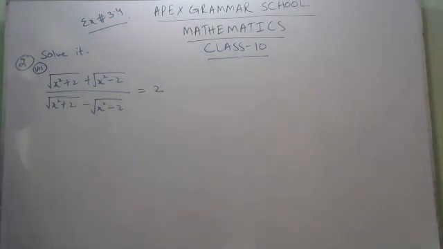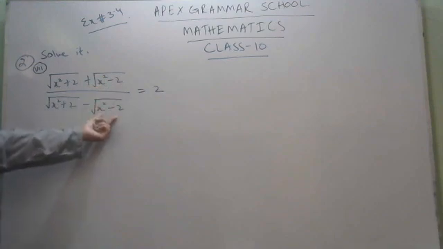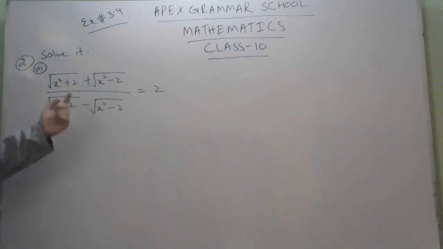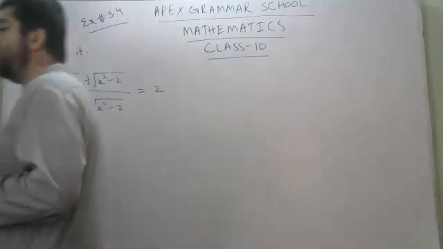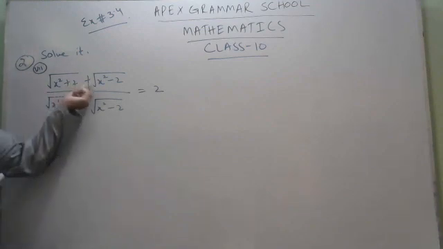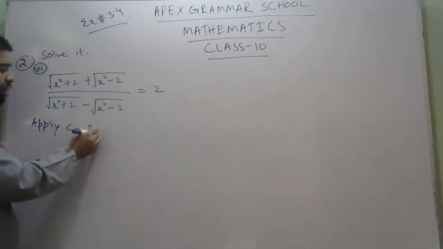First we can see that this is square root x square plus 2, and this is again square root x square plus 2, both are the same. This is square root x square minus 2, and this is again square root x square minus 2. But between them there is a positive sign here and a negative sign here. So we can say that the componendo and dividendo theorem can be applied here. The pattern we need to apply is positive for the numerator and negative for the denominator. So apply the componendo and dividendo theorem.